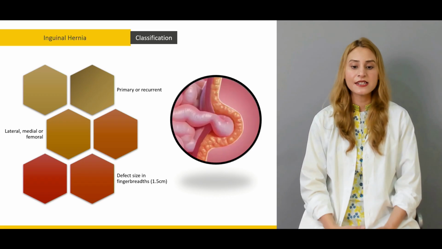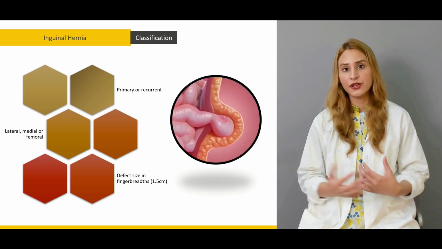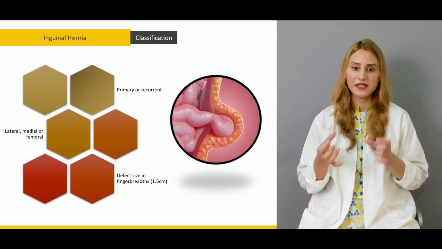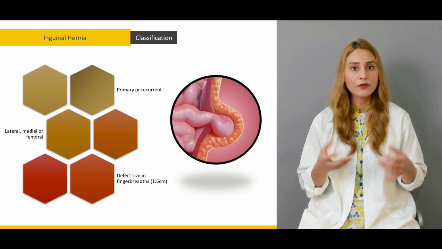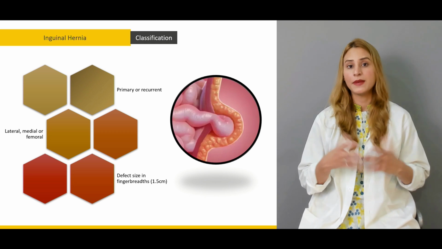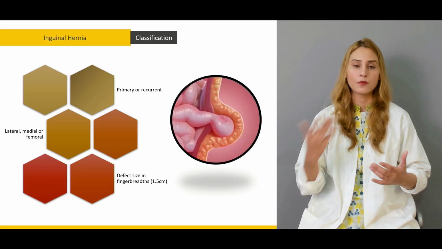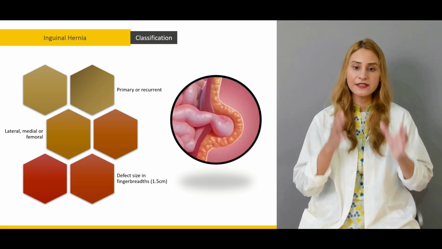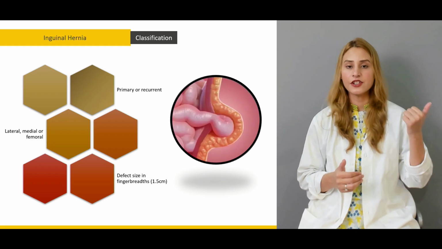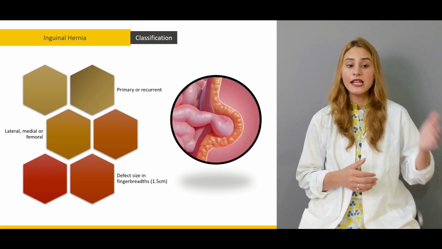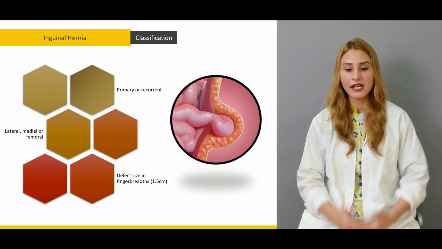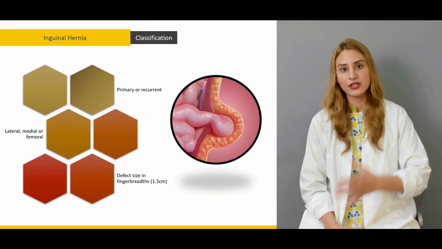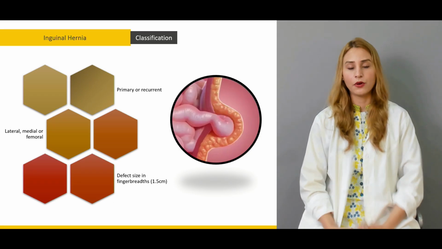And the third thing is the defect size in finger breadth, like 1.5 centimeter. Depending upon the defect, it can be very small, maybe 0.5 centimeter, maybe 1 centimeter, or maybe 1.5 or more than that. So these are three different types of classification: primary or recurrent hernias, lateral, medial, or femoral hernias, or the hernias classified by defect size in finger breadth, like 1.5 centimeter.